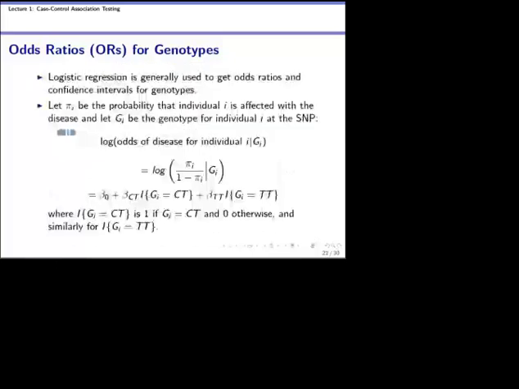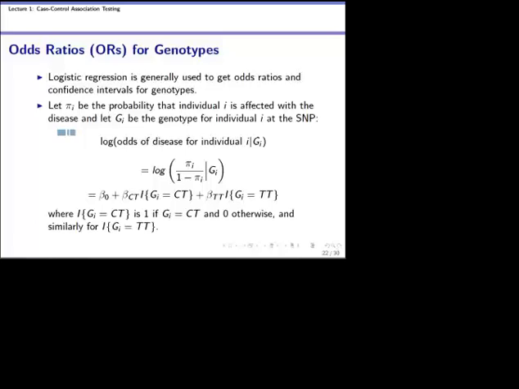Okay. So logistic regression, has everyone done logistic regression, or have you heard of logistic regression? All right. We'll cover it here too. Okay. So logistic regression is used to get odds ratios and confidence intervals. Okay. So we're going to let pi i be the probability that individual i is affected with the disease, and let G i be the genotype of individual i at the SNP.